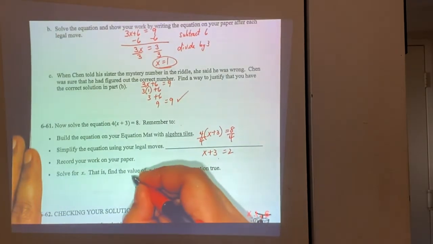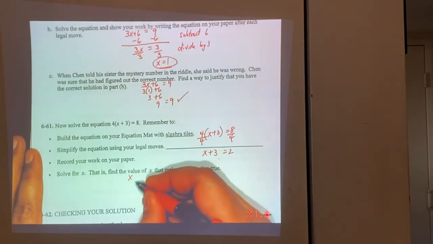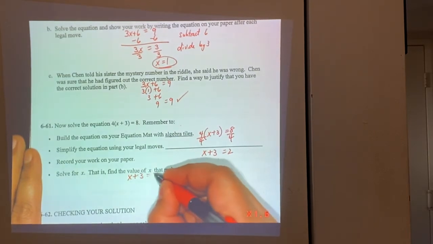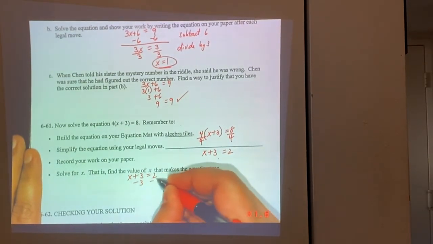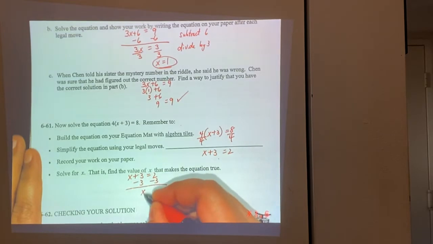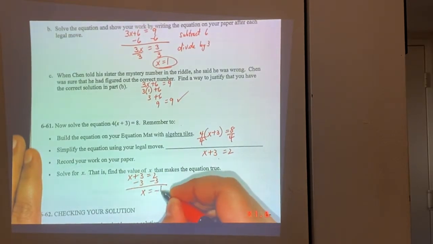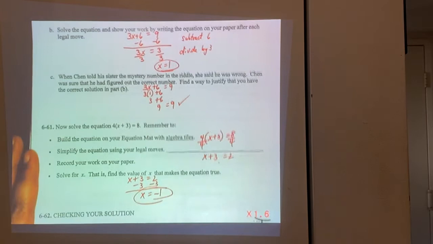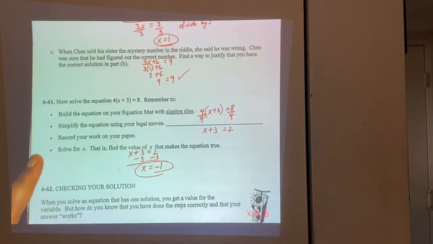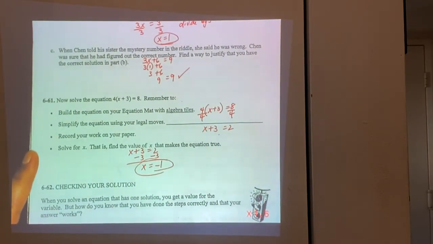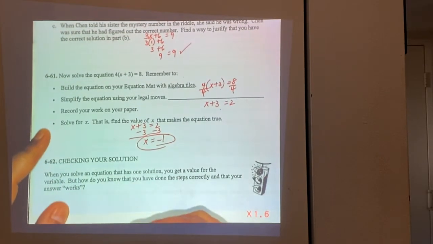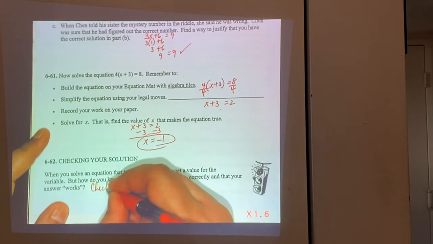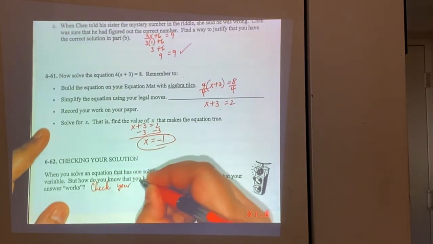So then let's do this. x plus 3 equals 2. Let's subtract 3 from both sides. We will get x equals -1. So when you solve an equation that has one solution, you get a value for the variable. But how do you know, I'm on question 62, but how do you know you have done the steps correctly and that your answer works? Well, you need to check your answer.